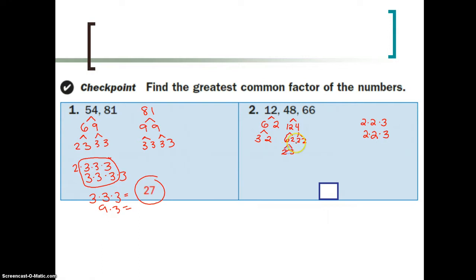I used 1, 2. I need 2 more 2's. 1, 2, 3, 4 2's and a 3. 66, 11 and 6, which is 2 and 3. So you have a 2 and a 3 and an 11. You can see these are in common. So you have a 2 and a 3 in common, and 2 times 3 is 6. That's the greatest common factor.